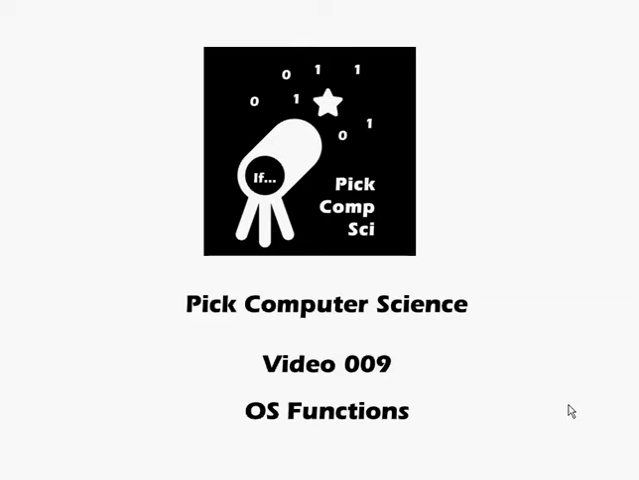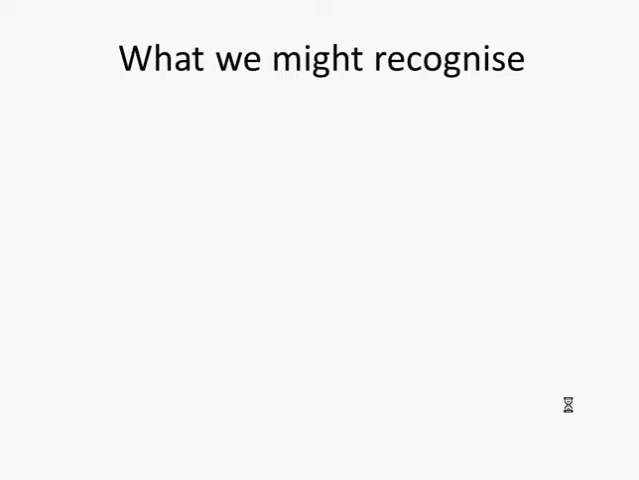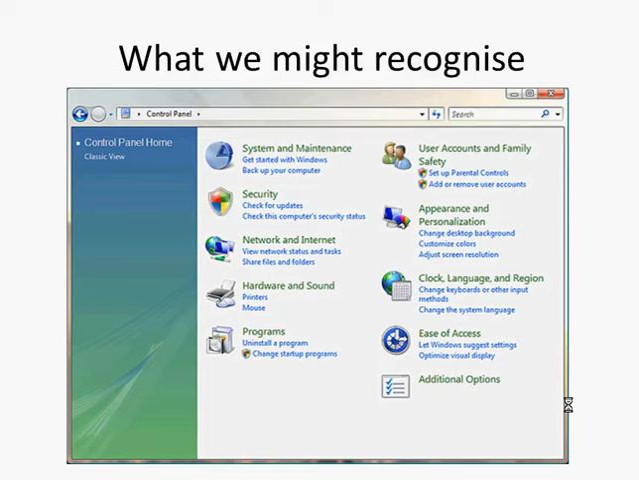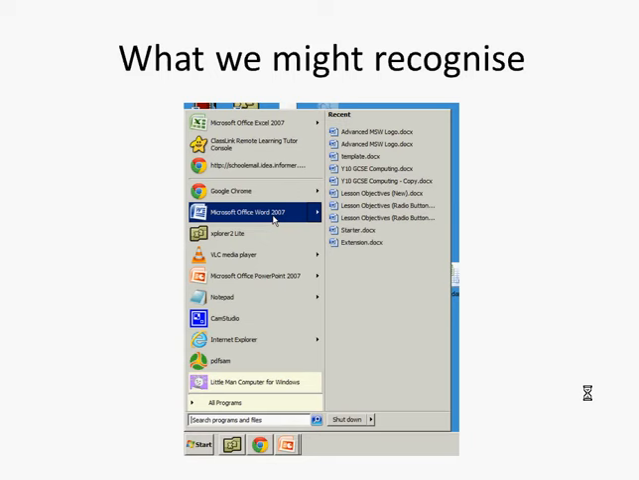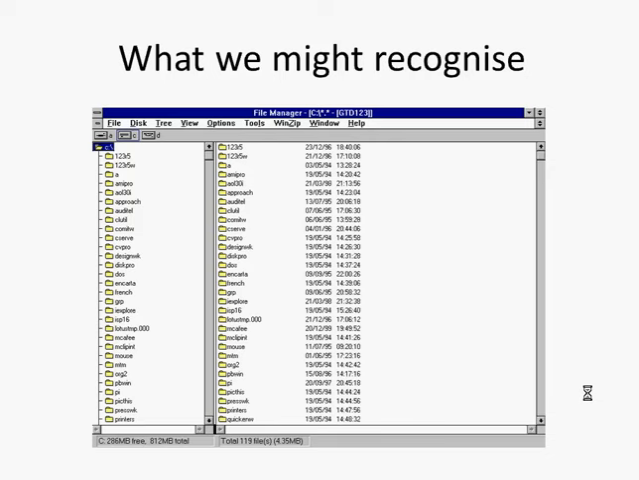Pick Computer Science video number 9, looking at the functions of operating systems. So what might we recognise as operating systems? We might recognise them as places on our computer where we can go to make settings, etc. Or load up programs and applications, or to sort files.